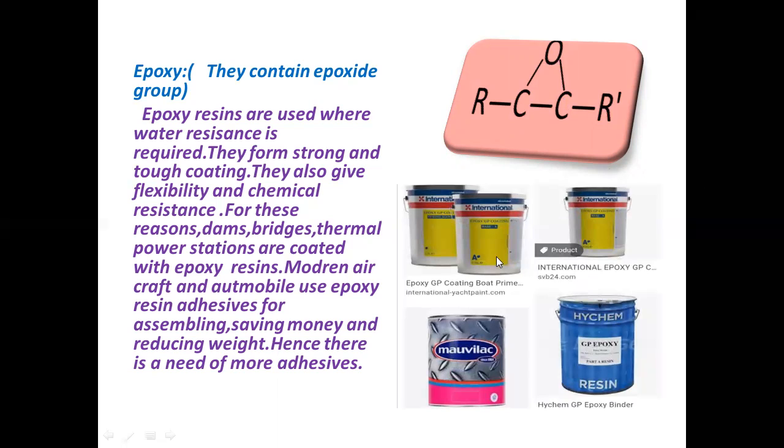These are some examples of paints which contain epoxy resins. They have very tough, strong coating power, water resistance, chemical resistance, and they are lighter in weight. They are used for assembling aeroplane and aircraft parts, automobile parts, bridges, and dams. For all these purposes we use these types of paints because they have toughness, flexibility, chemical resistance, and a strong and tough coating.